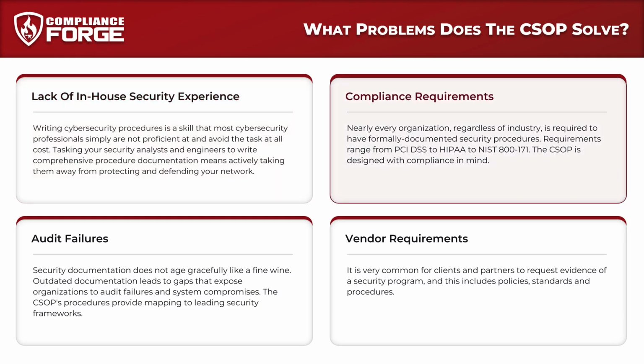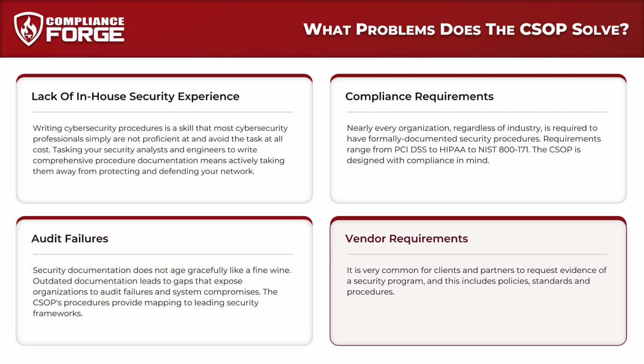The second is compliance requirements. Nearly every organization, regardless of industry, is required to have formally documented security procedures, with requirements ranging from PCI DSS to HIPAA to NIST 800-171. The third is audit failures. Security documentation does not age gracefully like a fine wine, and outdated documentation leads to gaps that expose organizations to audit failures and system compromises.